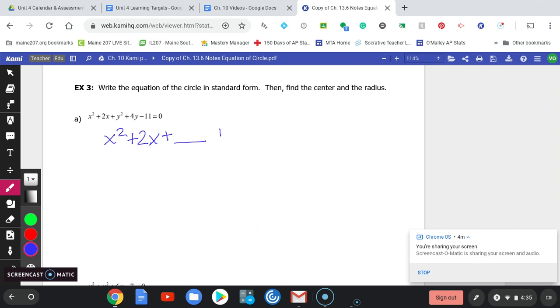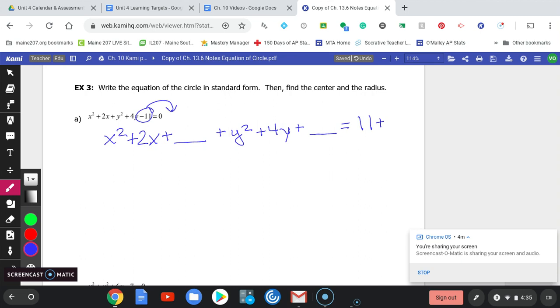And then I've got a y squared and a 4y. And then I'm going to plus a line, and it's going to equal something. Now, any constant terms I want to put over on the right side. So if I was subtracting 11 here, I need to add 11 to both sides.